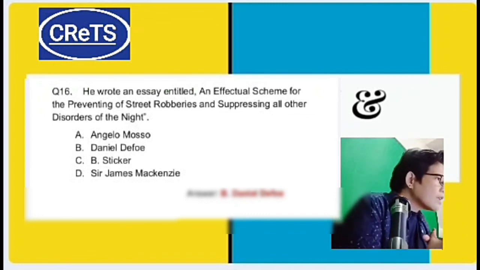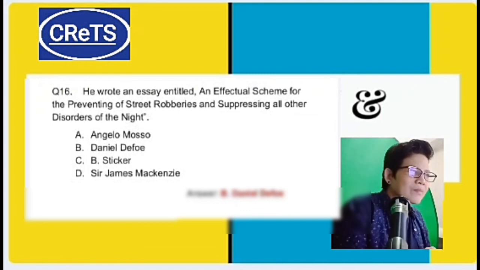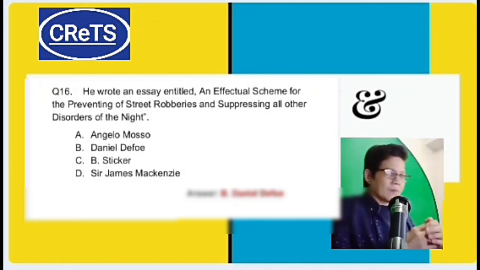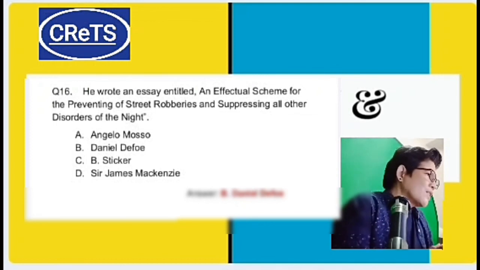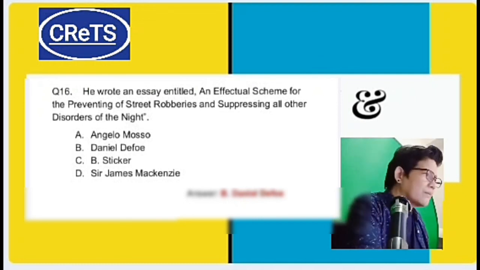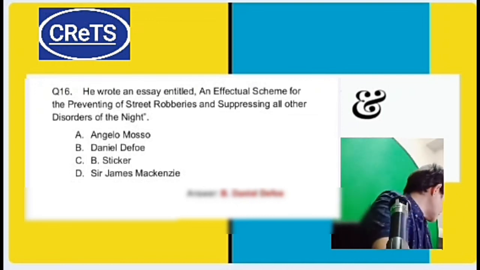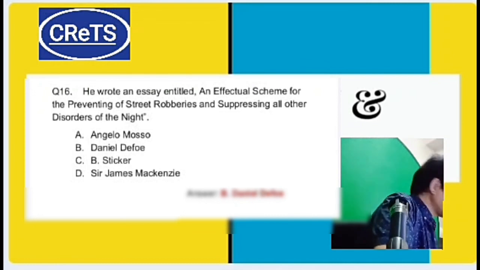Letter D, Mariano. Leia, A. A, ma'am. Okay. What else? Who else wants to try? D, Sir James Mackenzie. Any more? Okay. D, Sir James Mackenzie. Okay, sino pa? Wala na po? Okay, D.